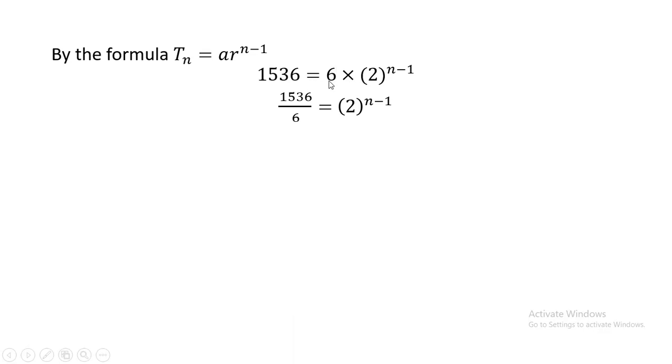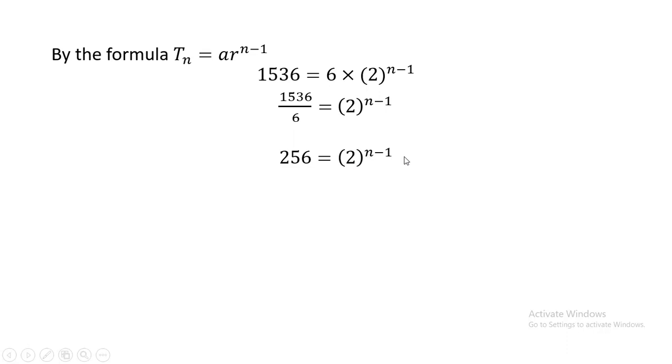Now 6, as you can see out here, is multiplying. If I shift this number towards this side, it will be in the denominator. It's multiplying out here, so out here it will divide. So 1536 divided by 6 is equal to 2 to the power n minus 1. Now I have solved this part, which makes the base the same. After solving this term, I got the answer 256 is equal to 2 to the power n minus 1.